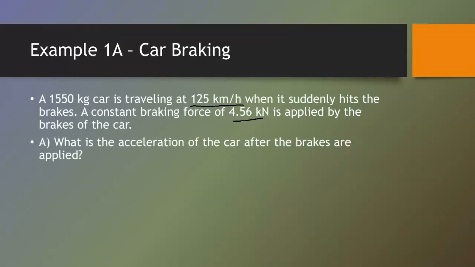Now one thing to be careful about, especially this week, are units, right? So 4.56 kilonewtons, that's the same thing as 4.56 times 10 to the third newtons, or just 4,560 newtons. We have a mass of 1,550 kilograms.